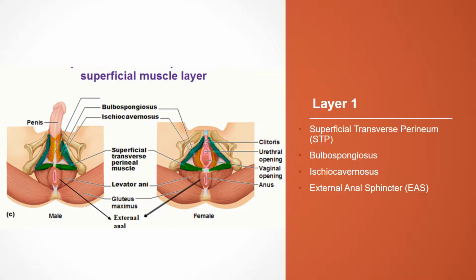I'm not going to go into detail about each specific muscle of the pelvic floor, but they're generally just broken down into 3 layers. This is layer 1, which is a superficial muscle layer, and it's the same in males and females, and the functions are pretty much the same. The main function is to support the perineum and open and close the urethra and vagina, and they also play a big role in sexual function by maintaining blood flow for erections and orgasms.